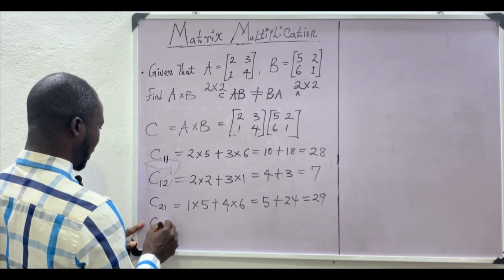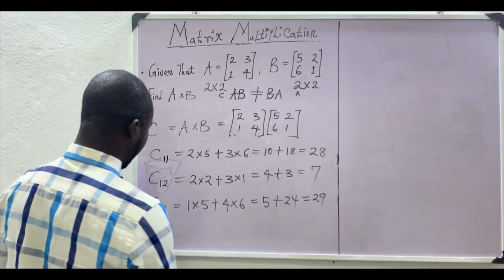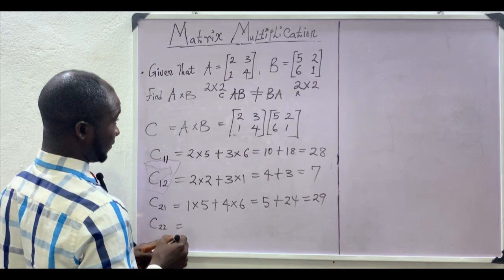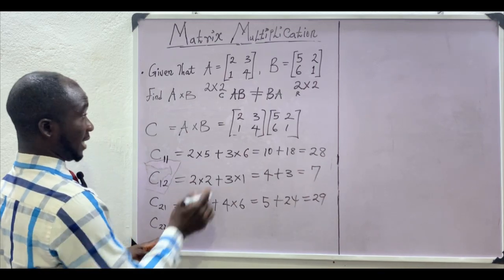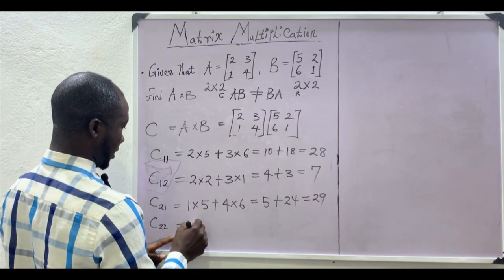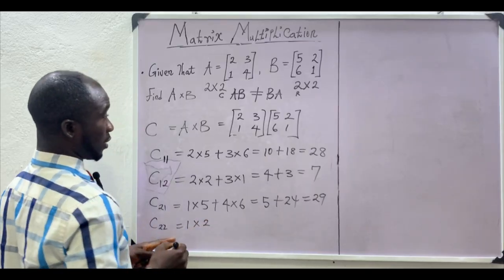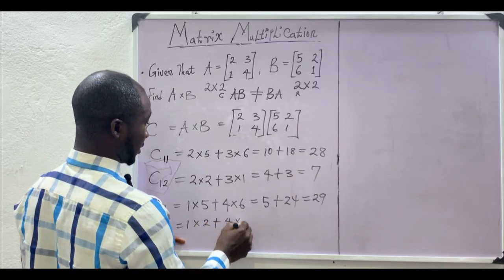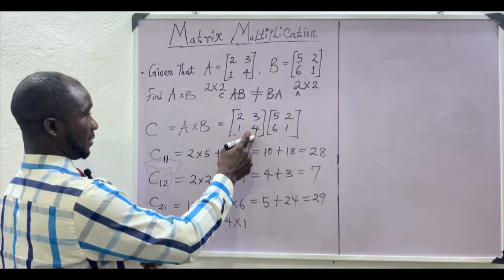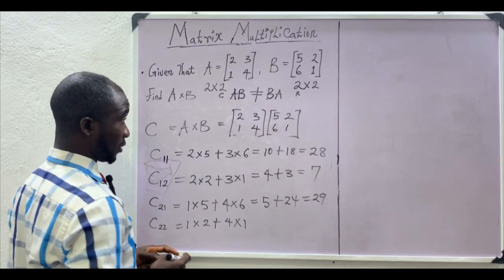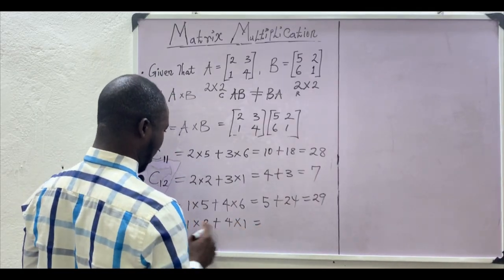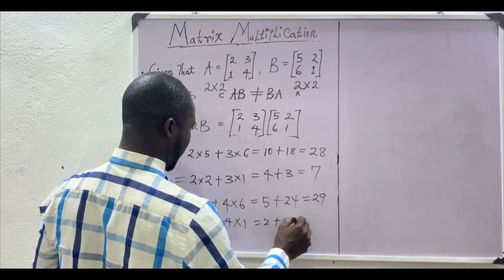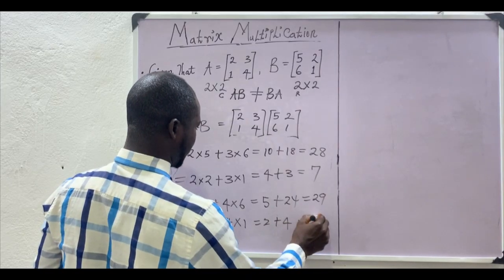Then finally, I will have C22. That is, the second row will be used to multiply the second column. This will give us 1, the first element in the second row, times 2, the first element in the second column, plus 4 times 1. 4 is the second element in the second row, and 1 is the second element in the second column. So this is 1 times 2, which gives us 2, plus 4 times 1, which gives us 4. And if I do the addition, this is exactly 6.